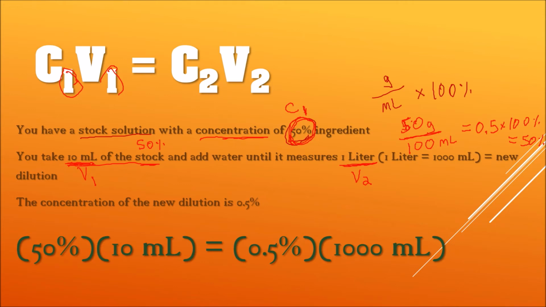So we have C1 is 50%, V1 is 10 milliliters, and then we added water until it measures 1 liter, that's V2, so 1 liter of the new dilution. So the question is, what's the concentration of the new dilution? The concentration of the new dilution would be 0.5%. So that would be C2. That's the concentration of solution number 2, the new one.